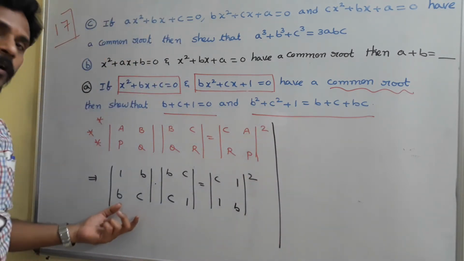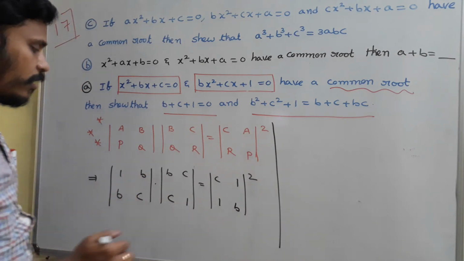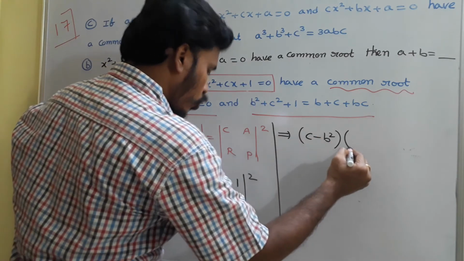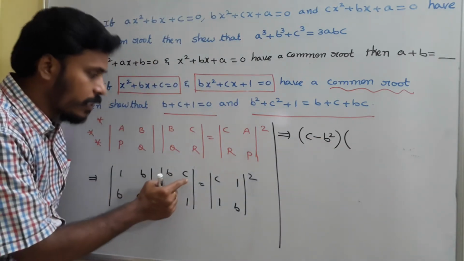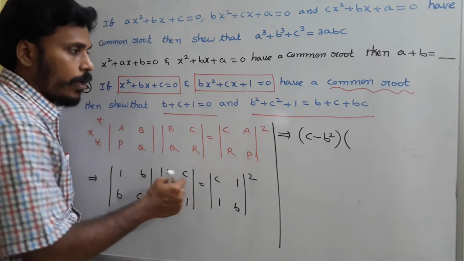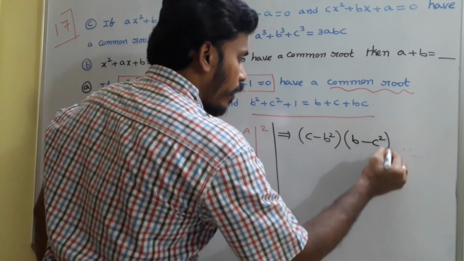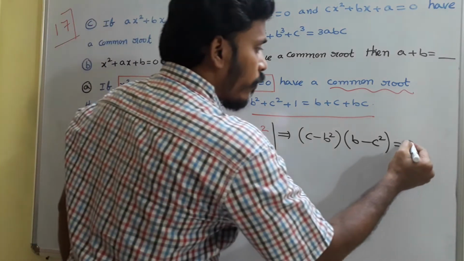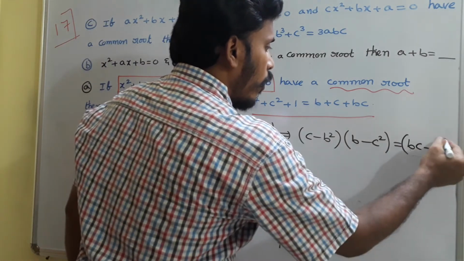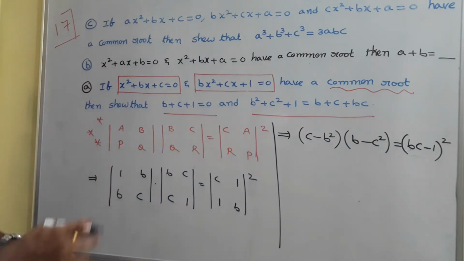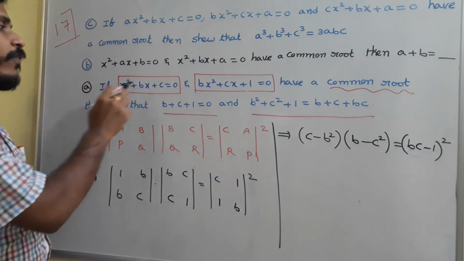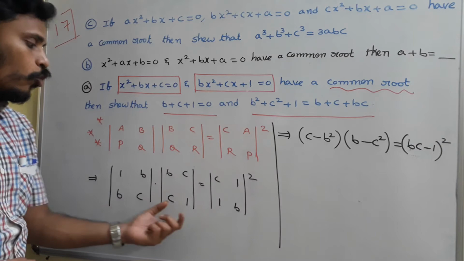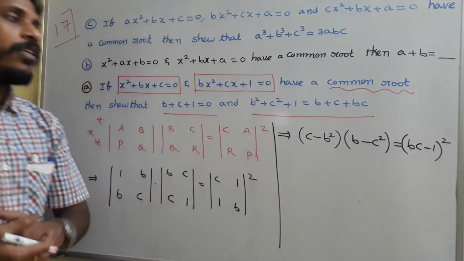So what is the determinant of this? AD minus BC, in the sense c minus b square. So this implies c minus b square into, and here b minus c square. So b minus c square is equal to, and here bc minus 1 whole square. First of all, just look there. I will erase this for the space. Now when you apply the common roots condition for these two equations, you have c minus b square into b minus c square is equal to bc minus 1 whole square.